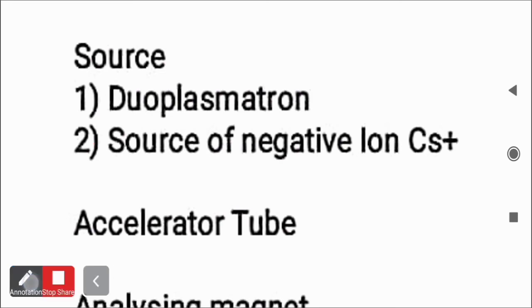The second component of this instrument is the accelerator tube. The main function of the accelerator is to accelerate the ions coming from the source, to give the ions sufficient energy so that they can eject the core electrons. This accelerator tube is generally made up of accelerating columns on each side of the terminal.